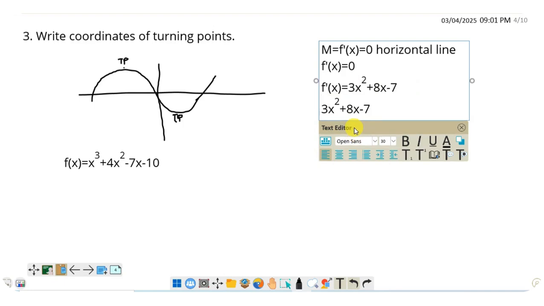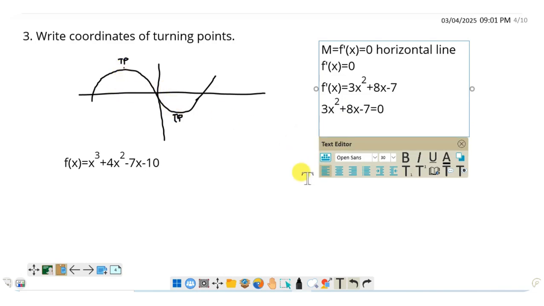Write it there, y equals 0. The equation of the first derivative helps us find the gradient, and the gradient is 0 here. This is the equation that helps you find the gradient of a tangent at a turning point, which is 0. So I solve for x to find the x value at the turning point. Okay, now we have it like this.